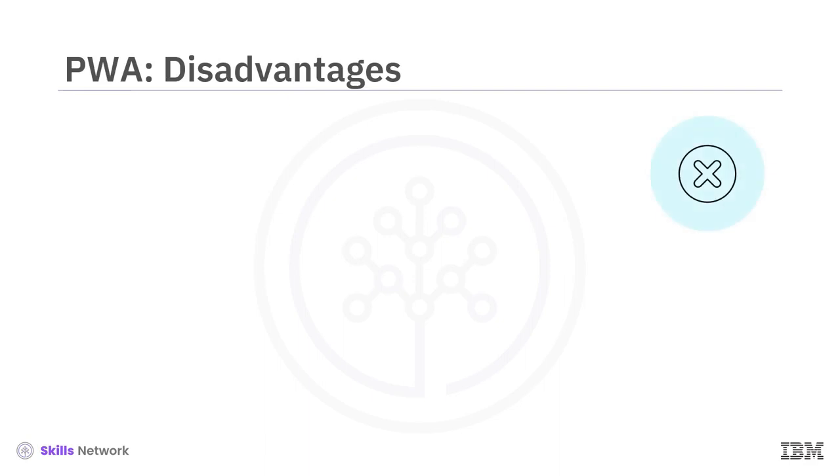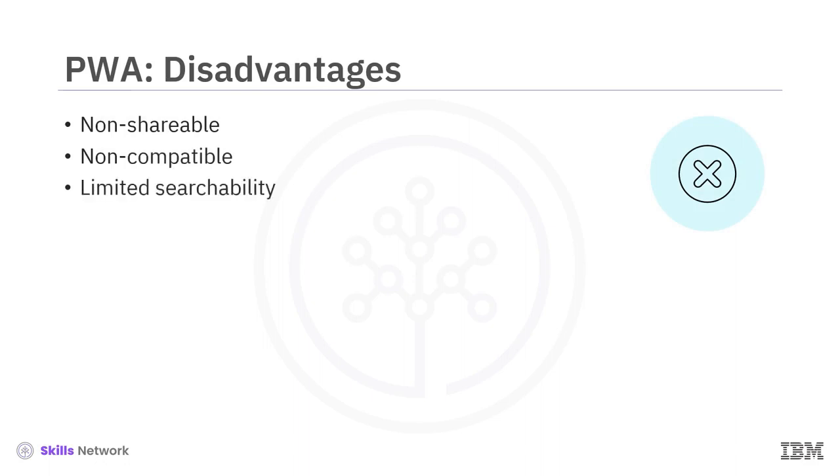Let's go through the disadvantages now. These include non-shareable, non-compatible, limited searchability. As different PWAs vary from one another, they cannot exchange resources or data.